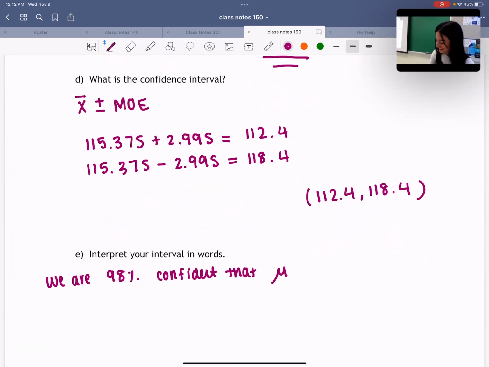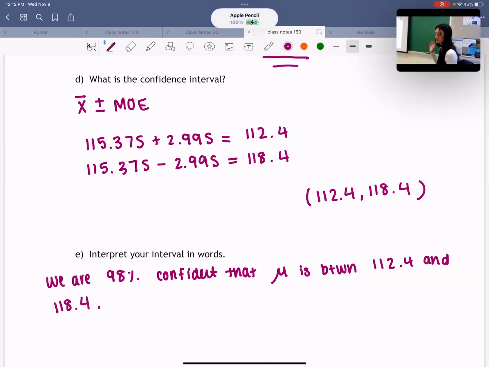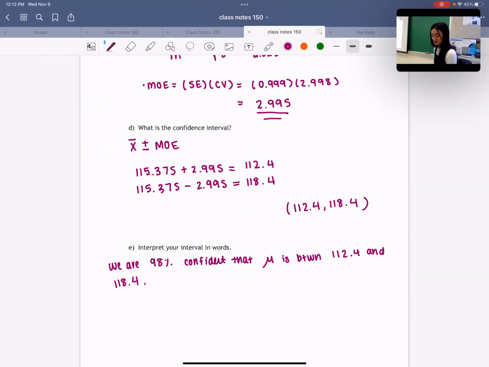Yeah, that is between 112.4. Perfect. All right, so same conclusion as we've been doing so far.